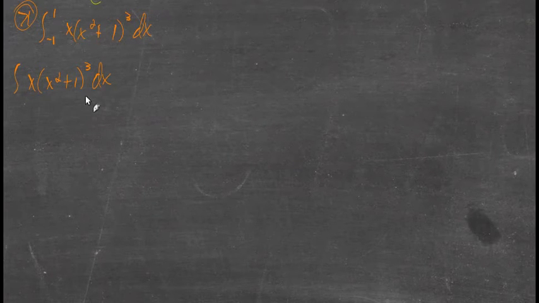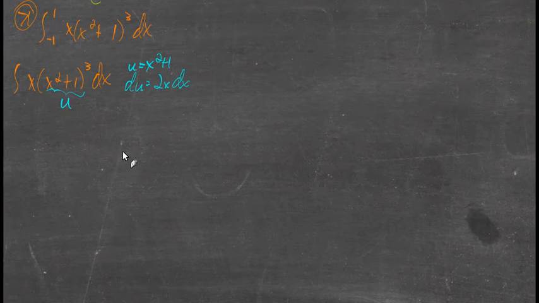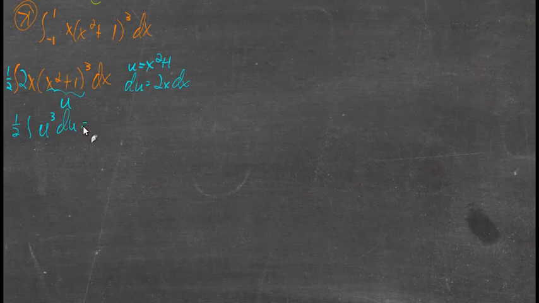So we will let u be x squared plus 1. So u is x squared plus 1. Du is 2x dx. And now we need a 2 to be there so that we can have 2x dx. We'll put a 1/2 in front. And now we can make this 1/2 times the integral of u to the third du. And we have 1/2 times 1/4 u to the fourth plus c.